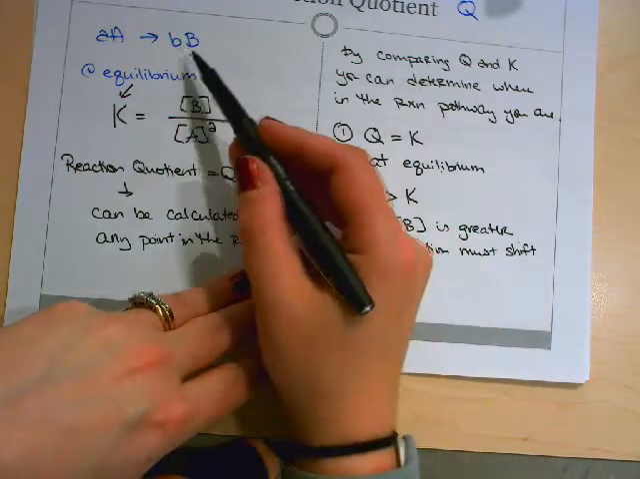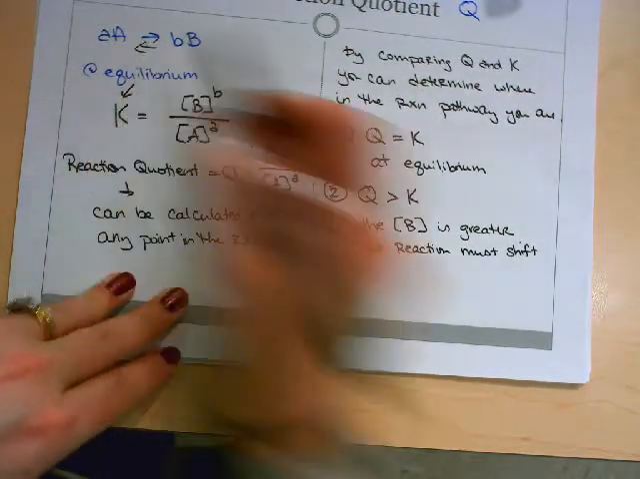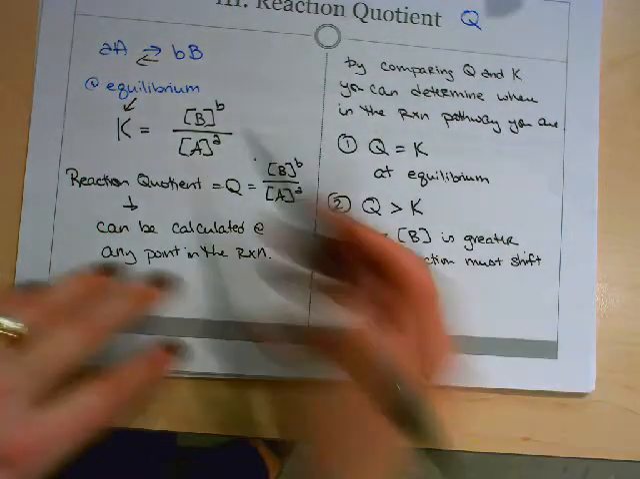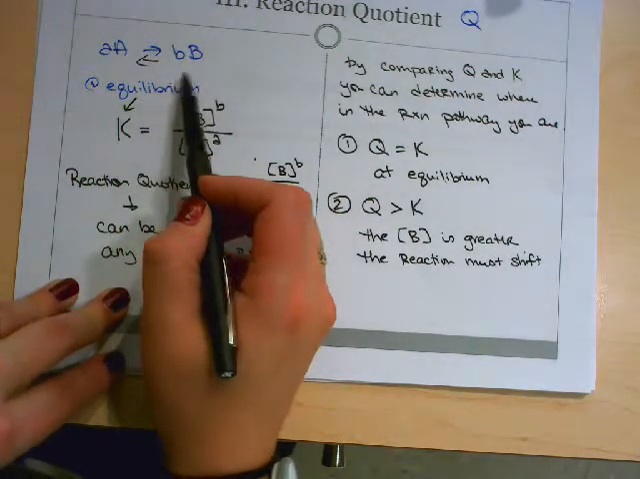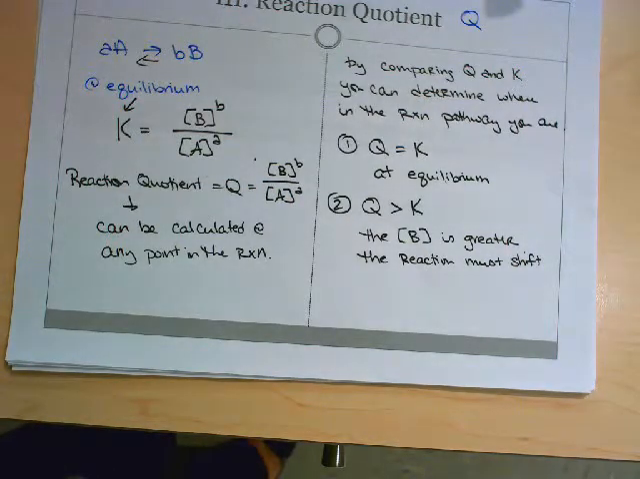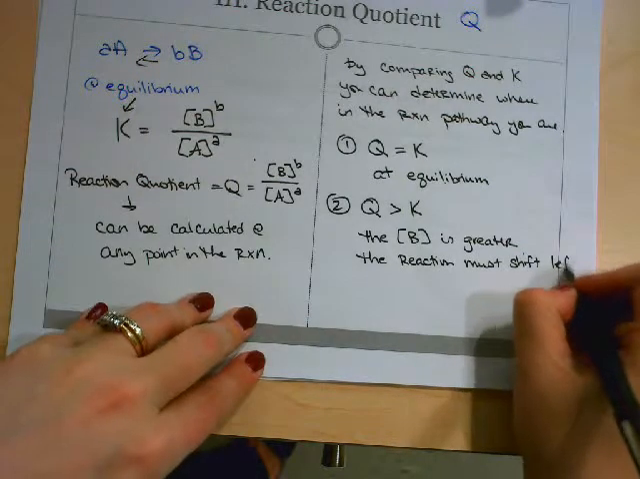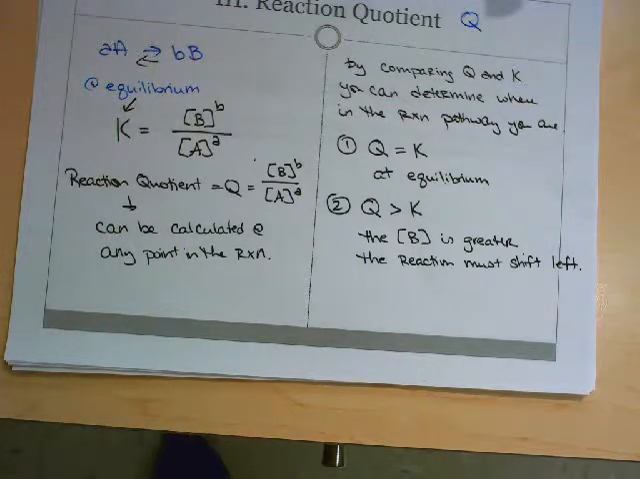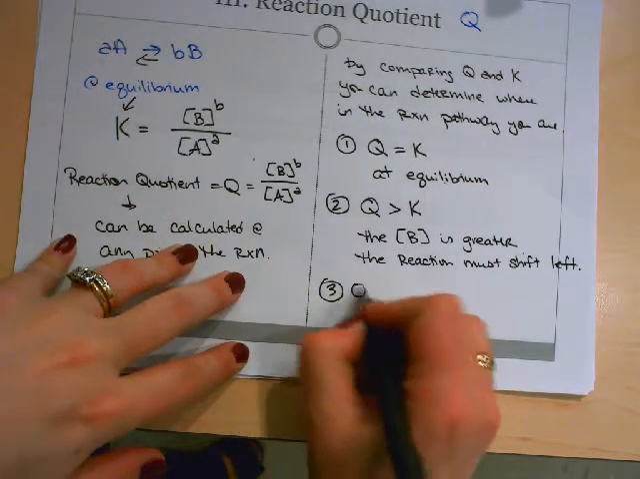So if I have too much B, that should be double arrows, which direction should my reaction shift? Left, or back to reactants, right? If I have too much B, I either want to shift left or shift towards reactants. They mean the same thing. I'm not good at left and right, so I usually say shift back towards reactants. So the reaction must shift left to get to a point where this is equal again.